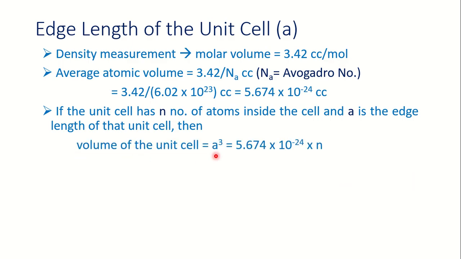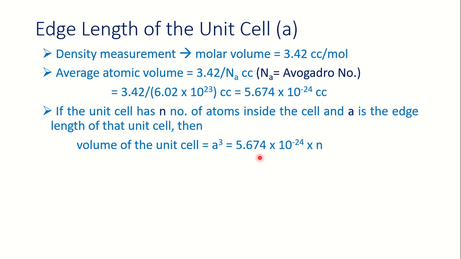Volume of the unit cell, if edge length is a, then volume of the unit cell must be a cube. Then this is the volume of one atom and this is the number of atoms within the unit cell. So if it is 1, then this one into 1. If it is 4, then this one into 4, and so on. So we don't know which type of space lattice is being followed by diamond molecule. Okay, diamond molecule or lattice, whatever you say.